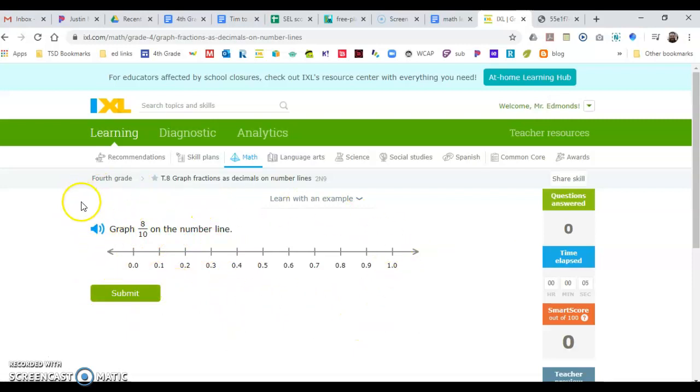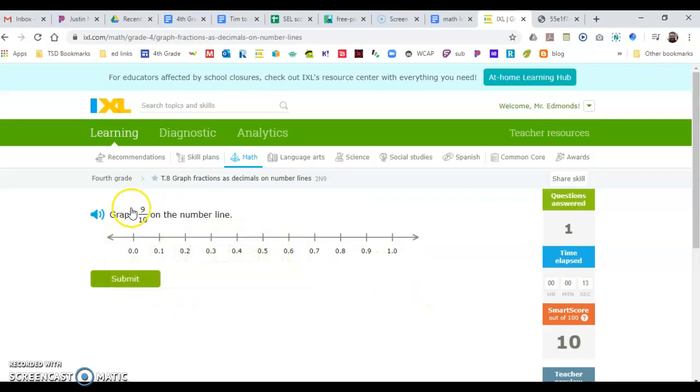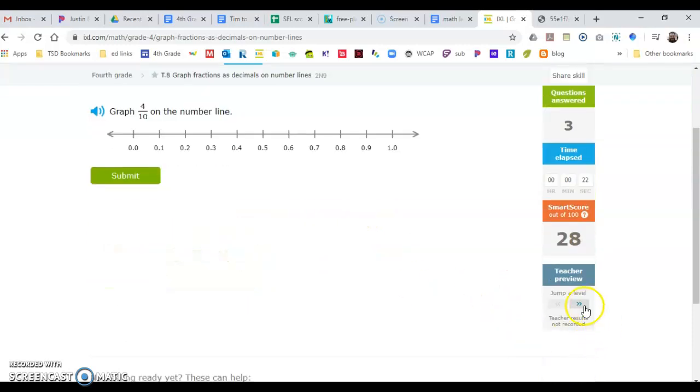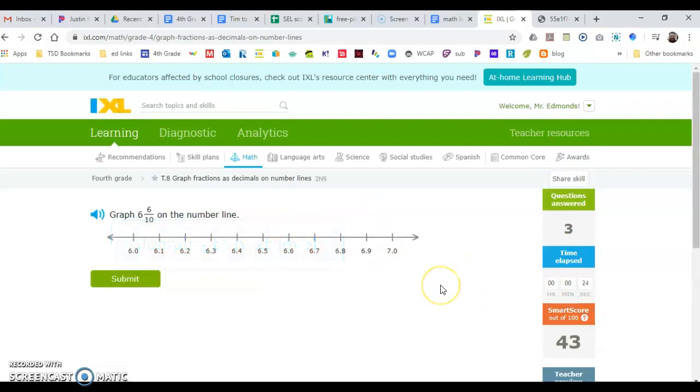So far, all we have to do is just graph 8/10. And it has all of our numbers right here. So we simply graph it and we move on with our lives. Okay? Now if it's a fraction, same deal. 7/10, and we're just doing those equivalents. Okay? I'm going to jump ahead to a harder level.